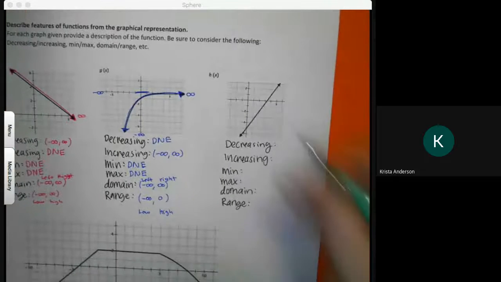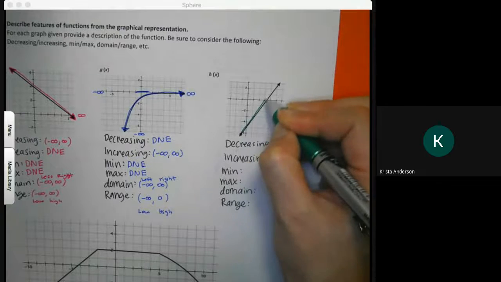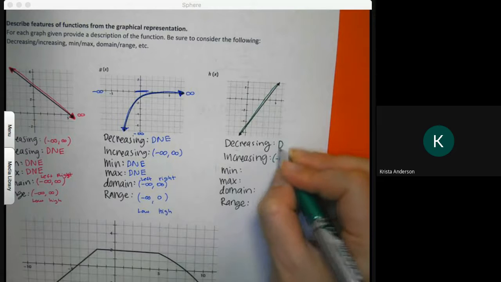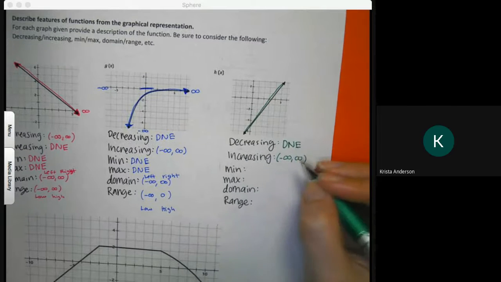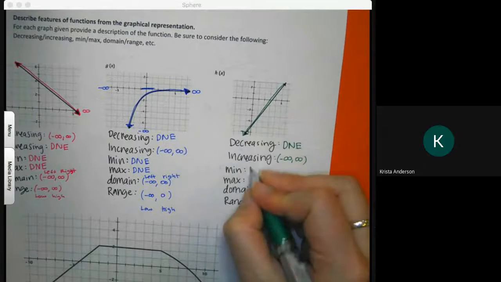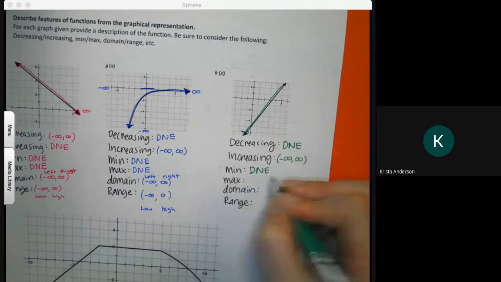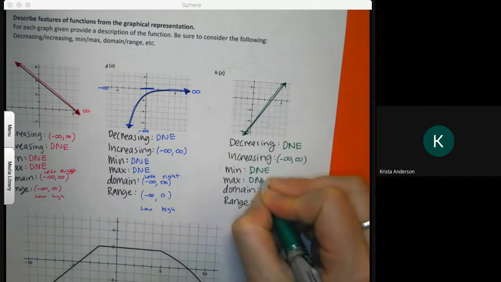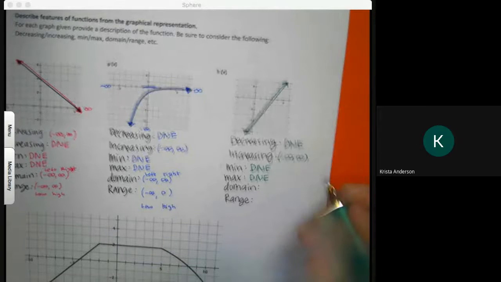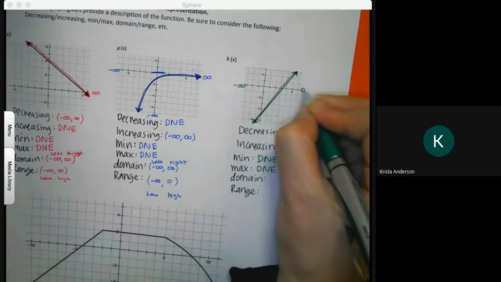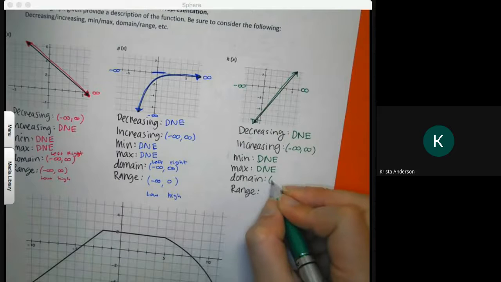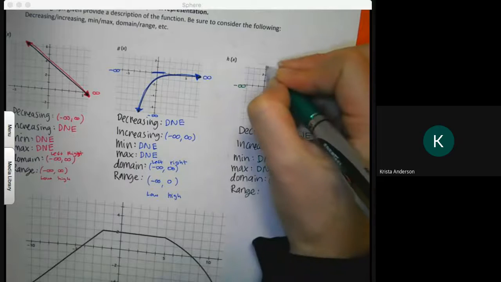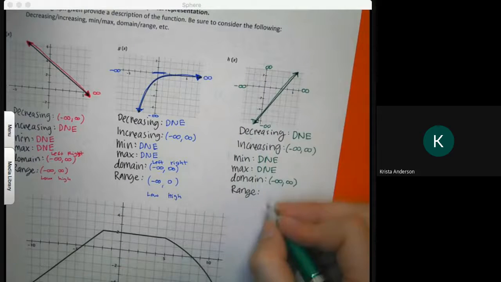H of x. As I draw, it is continuing to increase. My entire section is increasing. Decreasing does not exist. My minimum, it continues down, does not exist. My maximum, there's an arrow, it'll keep going up, does not exist. Domain would be left to right. And my range would be bottom to top. It will keep going down and keep going up.